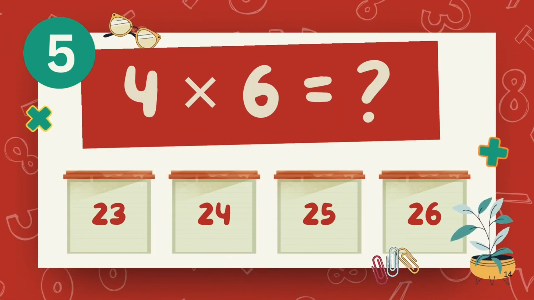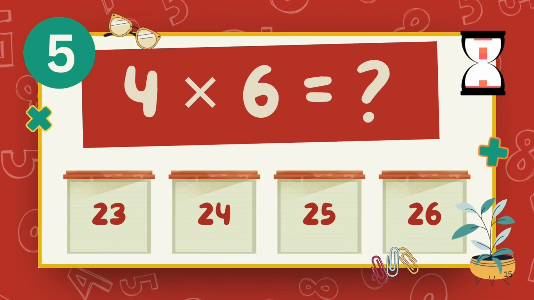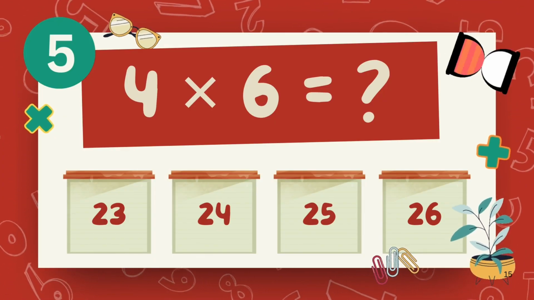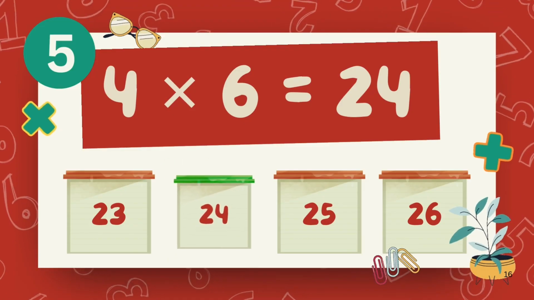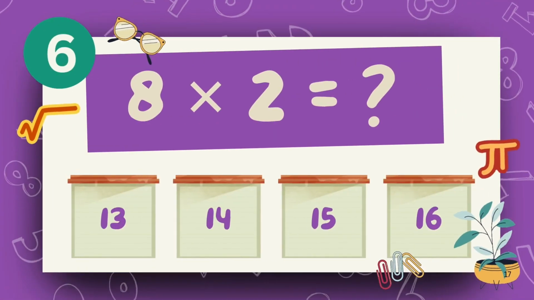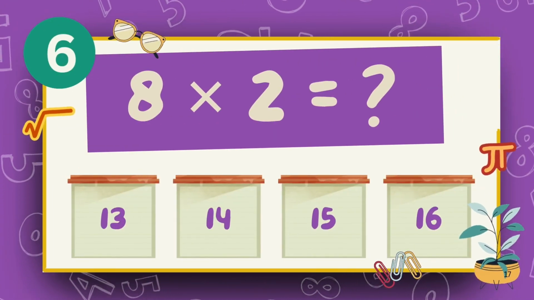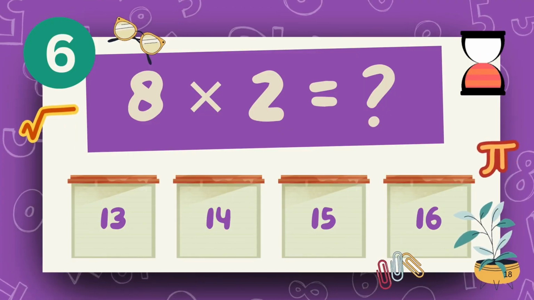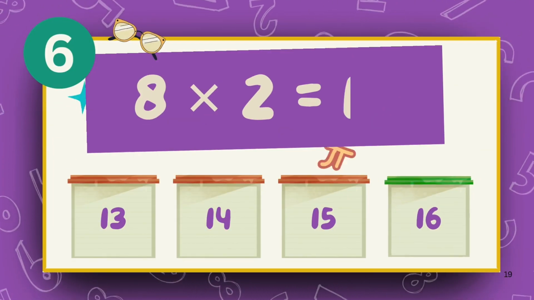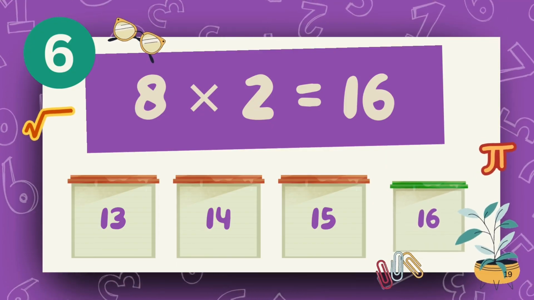What is 4 times 6? The answer is 24. What is 8 multiply 2? The answer is 16.